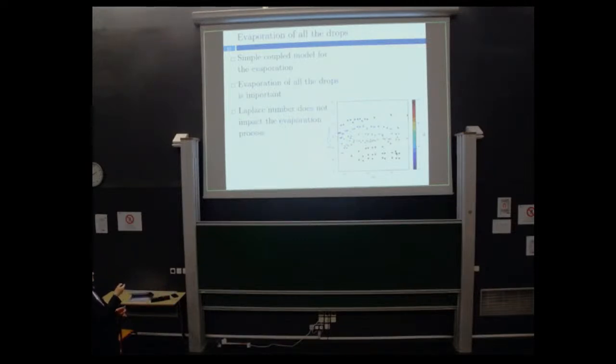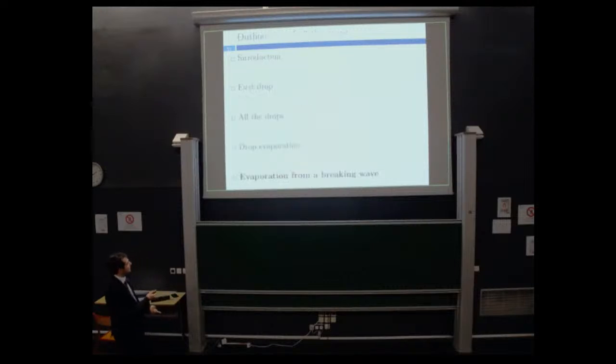So we have built a very simple coupled model for the evaporation of the droplet. We've seen, and this is very important, this is very new, that the evaporation of all the droplets is important, and we use here our numerical results. And we have seen also that the Laplace number seems to not impact the evaporation process of all the droplets. So we've characterized the droplets. We have built an evaporation model. So now we can move on to an evaporation coming from a breaking wave.